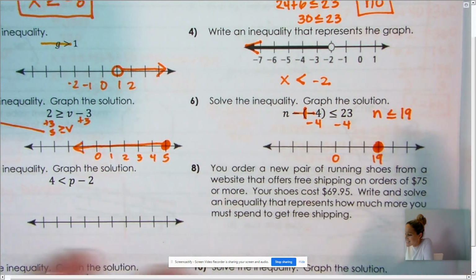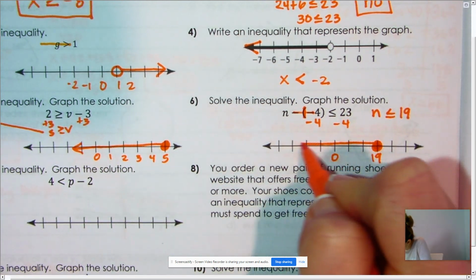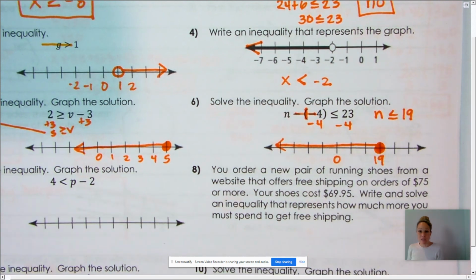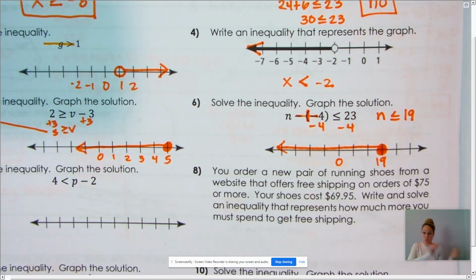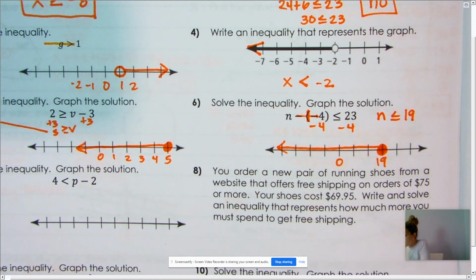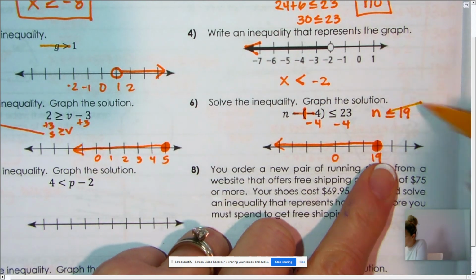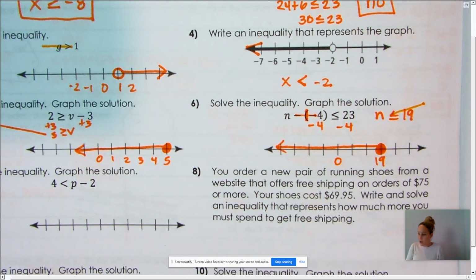And then n is less than or equal to. So here's all the rest of the possibilities, all the numbers that are smaller than 19 toward 0. Okay, again, you can make that into an arrow because the n is first and it tells you to go to the left.